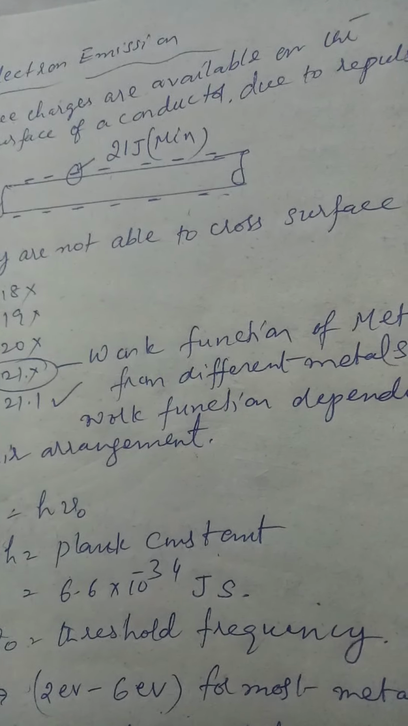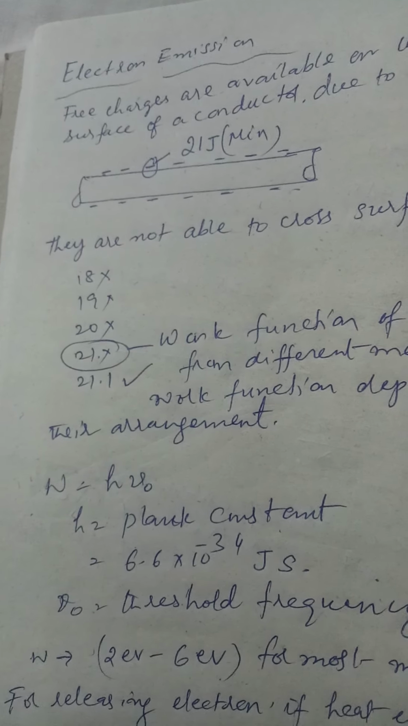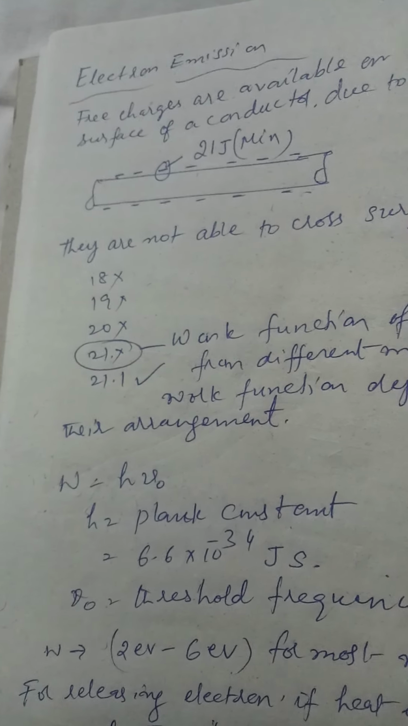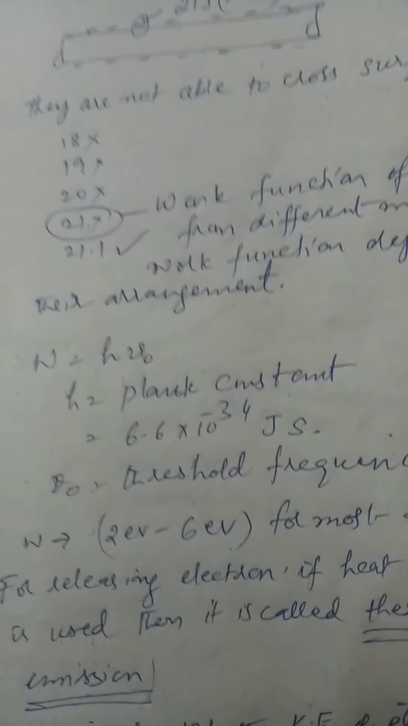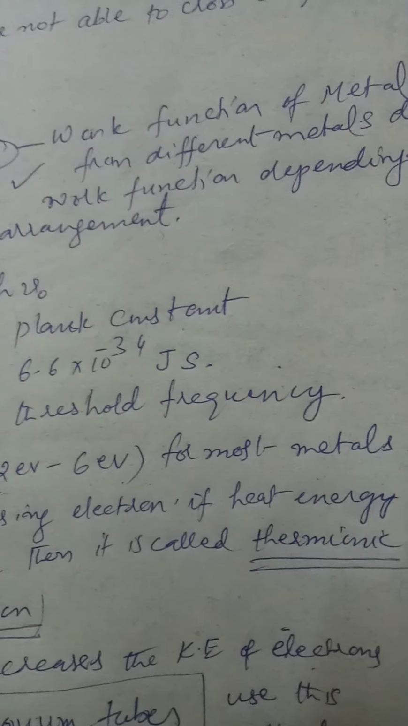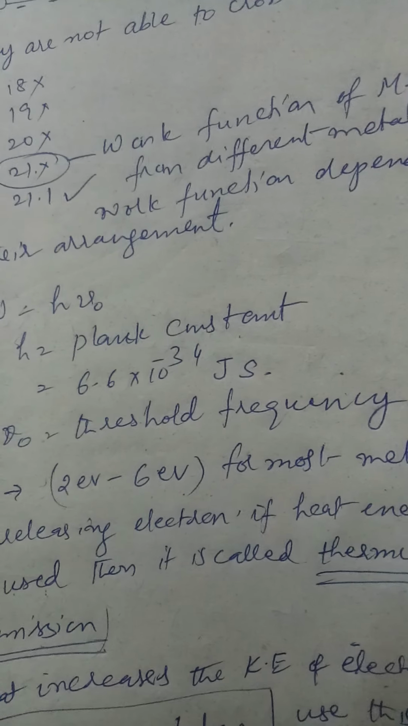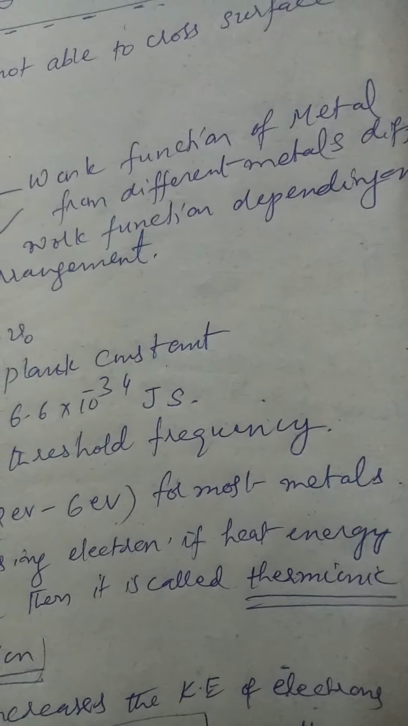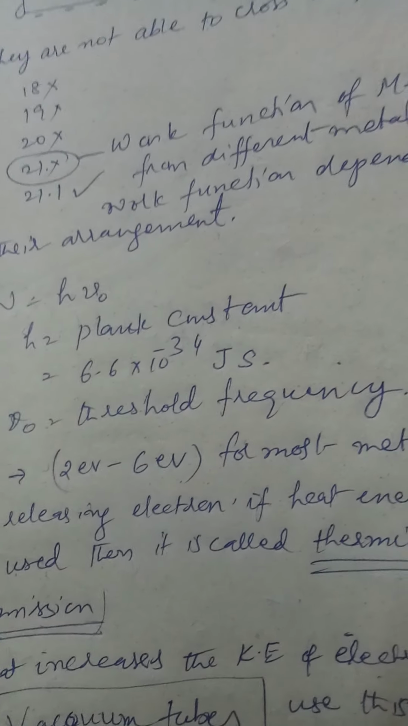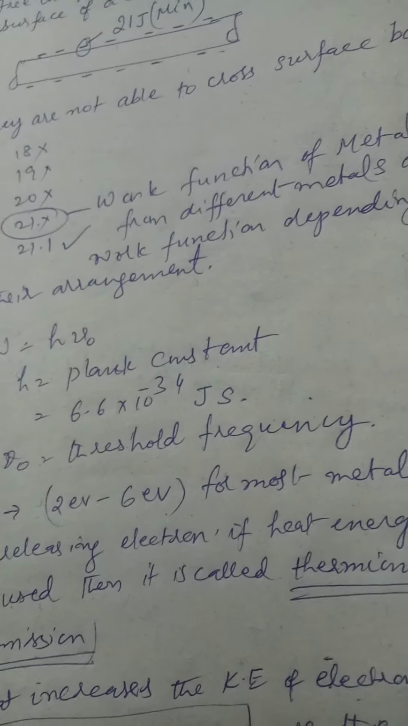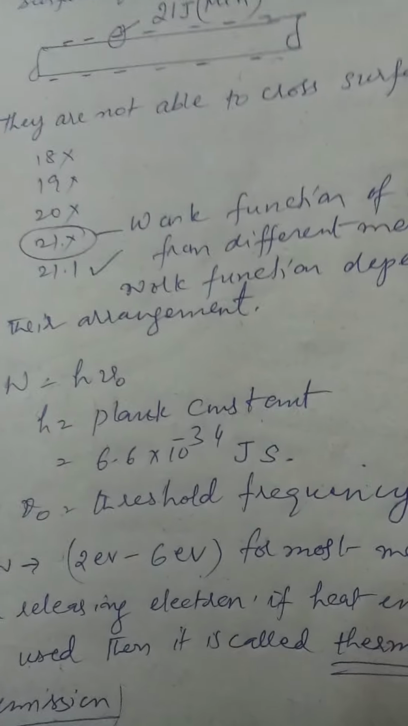See, if the conductor is not charged, there is no question of any knocking off of electrons, no question of any work function. Only if the conductor is charged, you talk about work function. Most of the metals have a work function between 2 to 6 electron volts. 1 electron volt is equal to 1.6 into 10 to the power of minus 19 joules. These electron volts are a small unit of energy. So this is the process that is involved in electron emission.